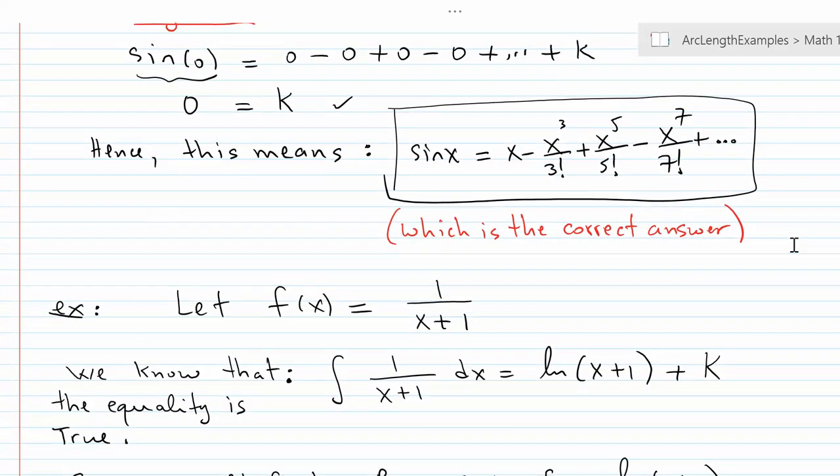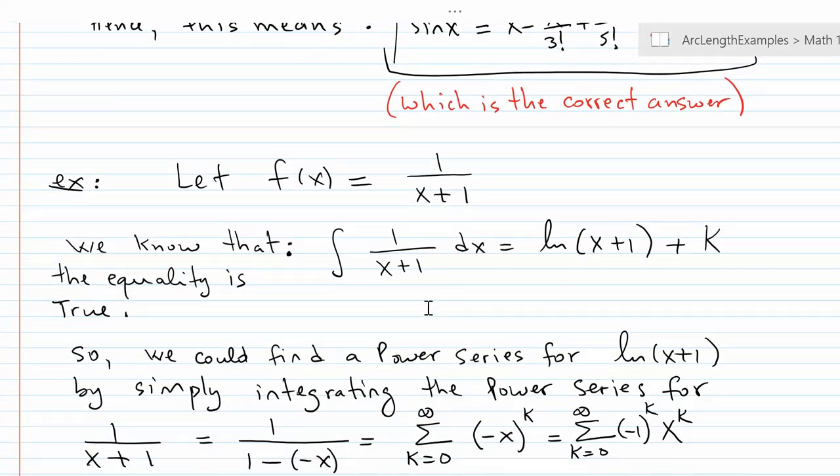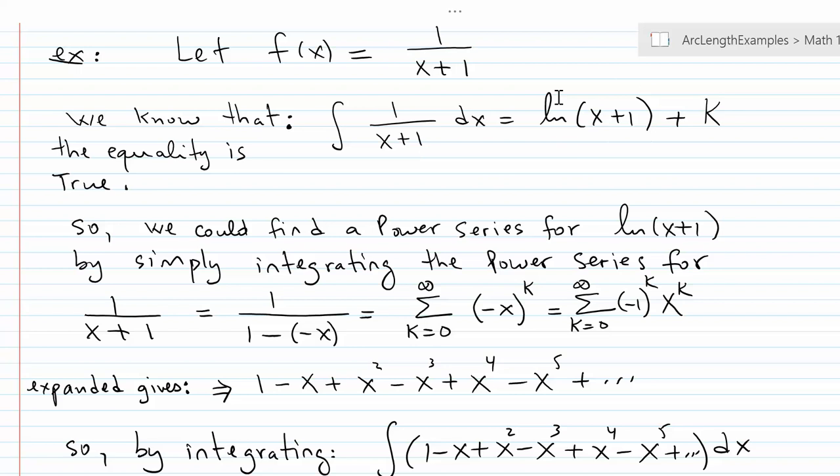All right, very good. So my next example is not proving, but identifying what the power series for ln(x + 1) would be without having to use Taylor expansion. Now, since I know there's a connection between ln(x + 1) and 1/(x + 1) via integration, right? If I integrate 1/(x + 1), I get ln(x + 1) + k. So I could find a Taylor polynomial for ln(x + 1) if I knew a Taylor polynomial for 1/(x + 1) that I could integrate.